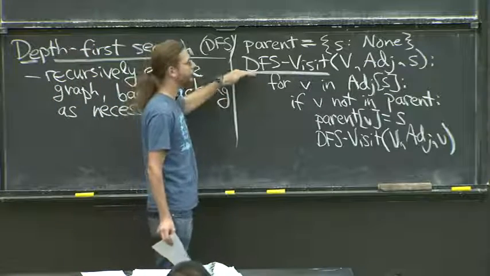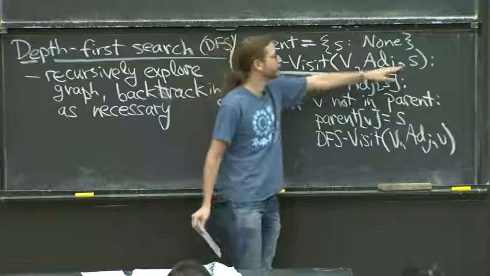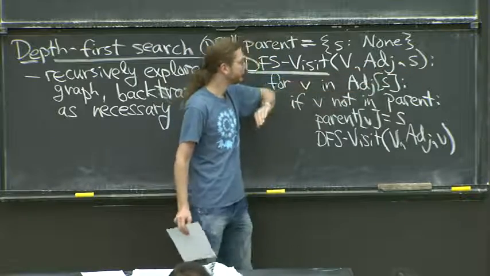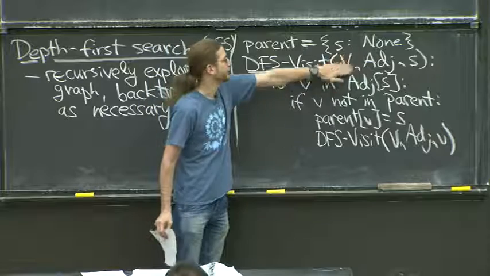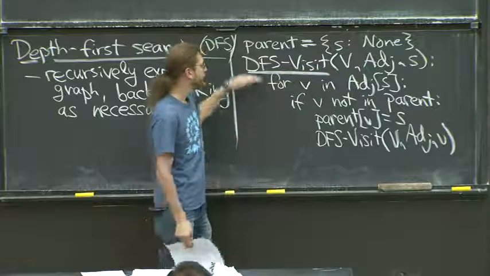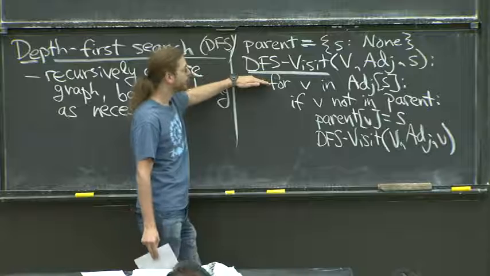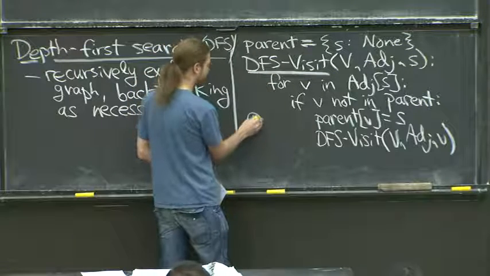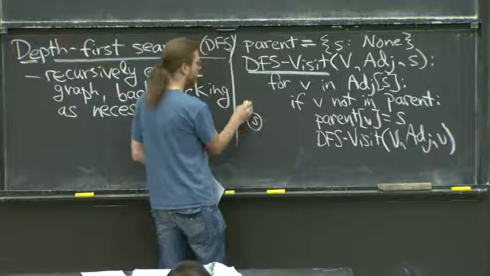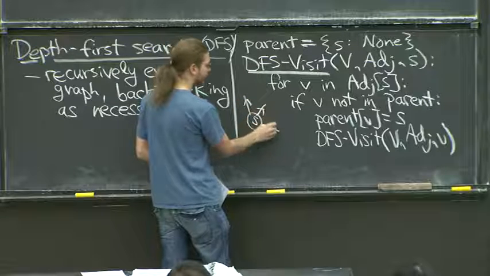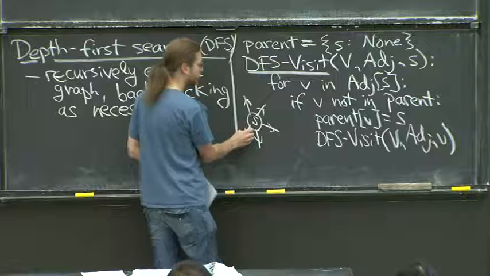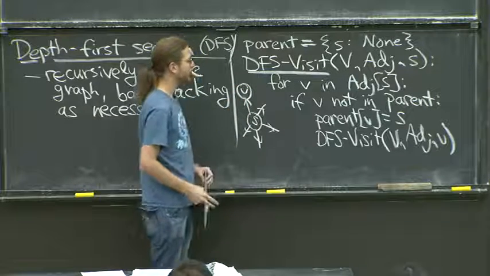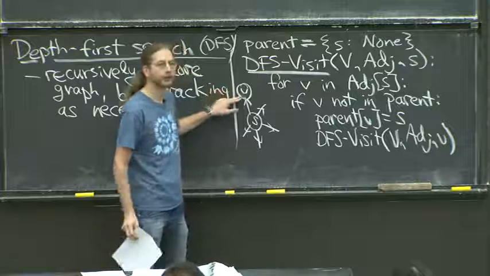This will visit all the vertices reachable from a given source vertex S. So we're given the adjacency list. I don't know why I put V here. You could erase it. It's not necessary. And all we do is we have a vertex S. We look at all of the outgoing edges from S. For each one, call it V. We check, have I visited this vertex already?